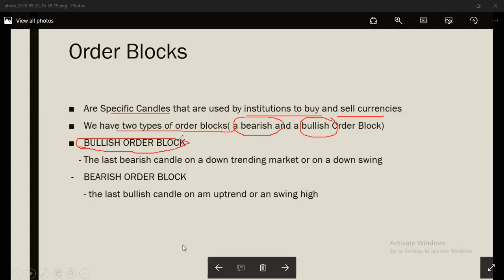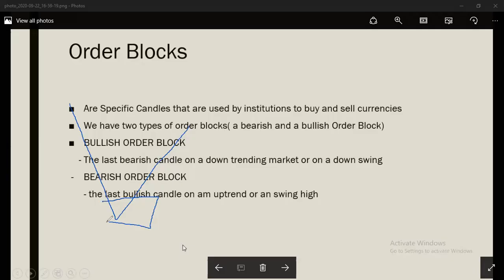A bullish order block is the last bearish candle in a downtrending market or downswing. A bullish order block is going to push price up. When price comes back to that order block, price will go up. So let's say we have something like this: the last down candle here, that's our bullish order block.